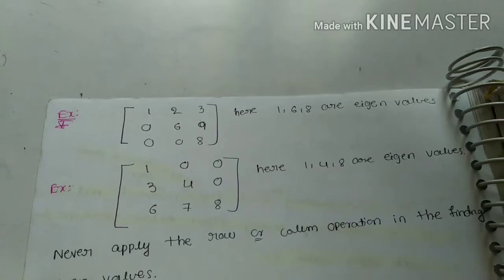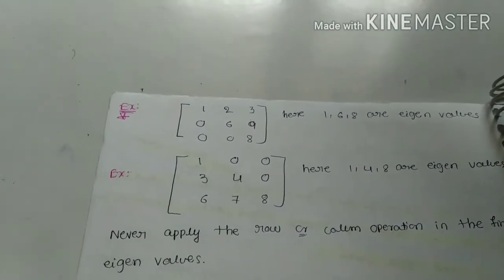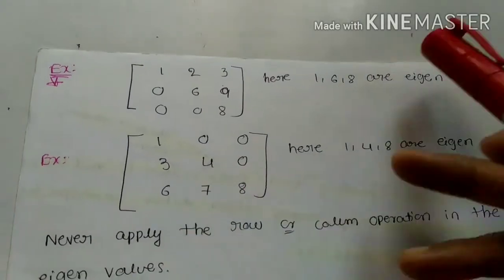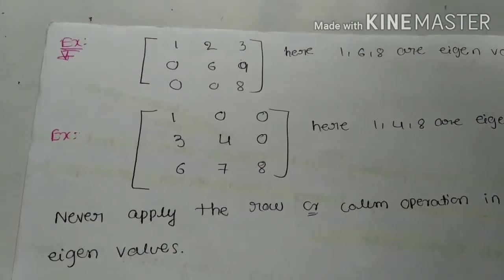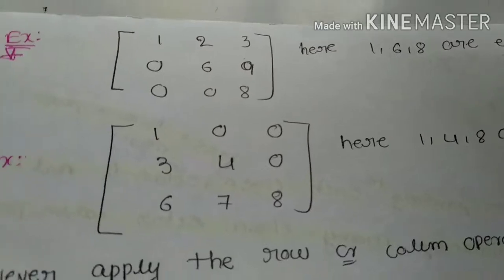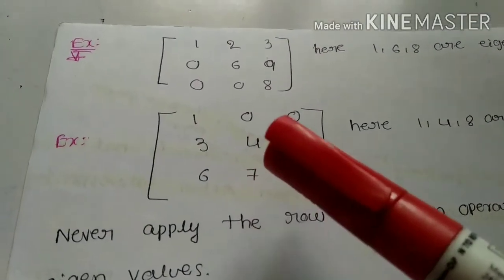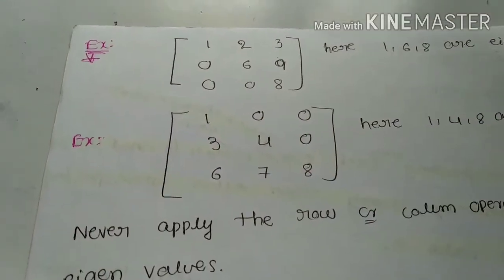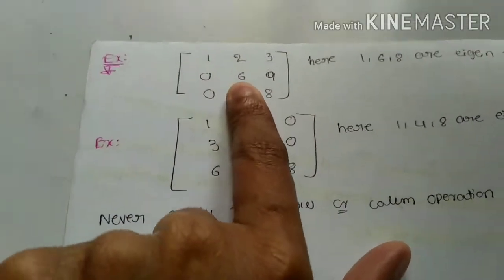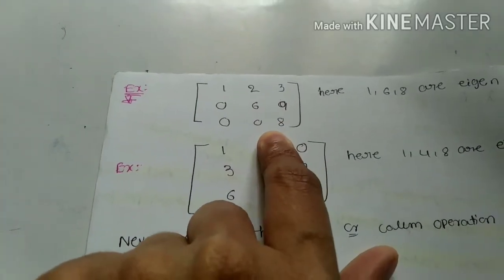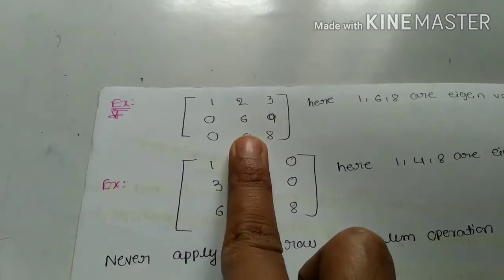This is the example for upper triangular. Just look at here guys. This is my upper triangular matrix. So what is that upper triangular matrix? Just look at here. This is 1, 2, 3, 0, 2, 6, 9 and 0, 0, 8. So this is the upper triangular.